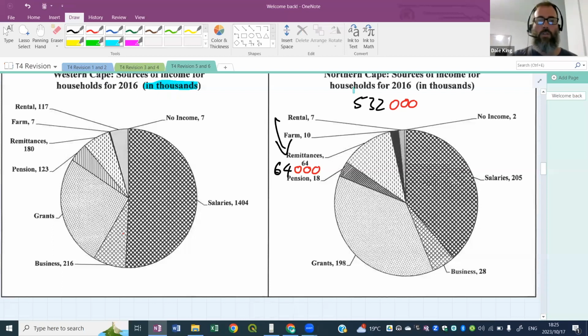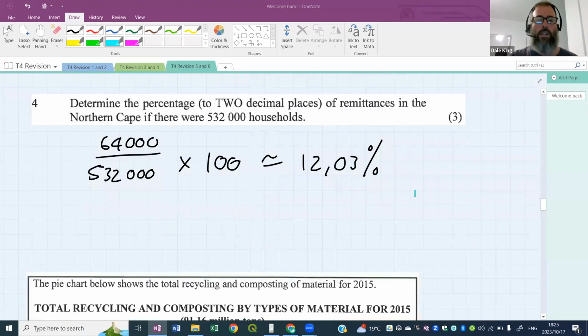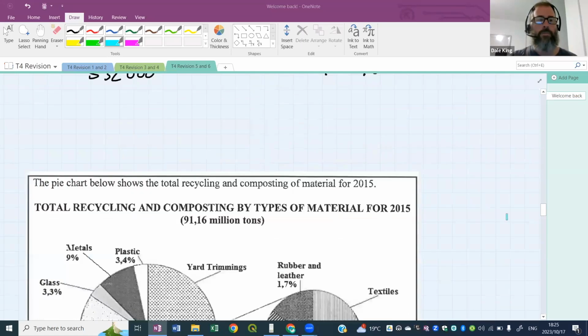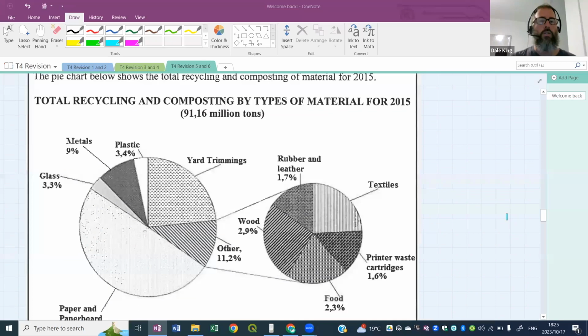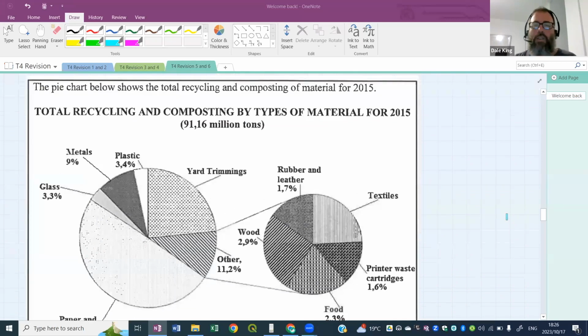Yes, Tanda, I've got my 2 decimals. Yep, 2 decimal 12,03. All right, let's move on to one more pie chart question. The pie chart below shows the total recycling and composting by types of material for 2015.